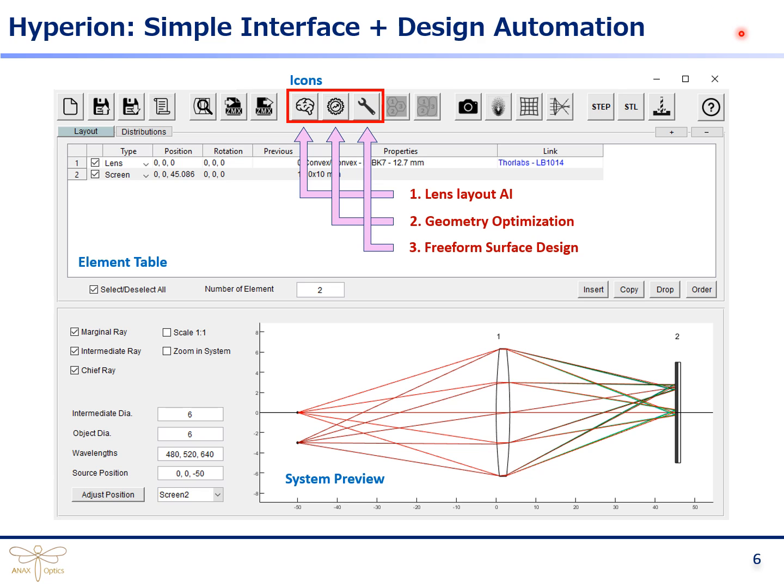One of the main advantages of the Hyperion software is the simplicity of the interface. There are very few buttons, which all represent automated tasks, such as the layout by AI, geometry optimization, and automatic construction of freeform surfaces.